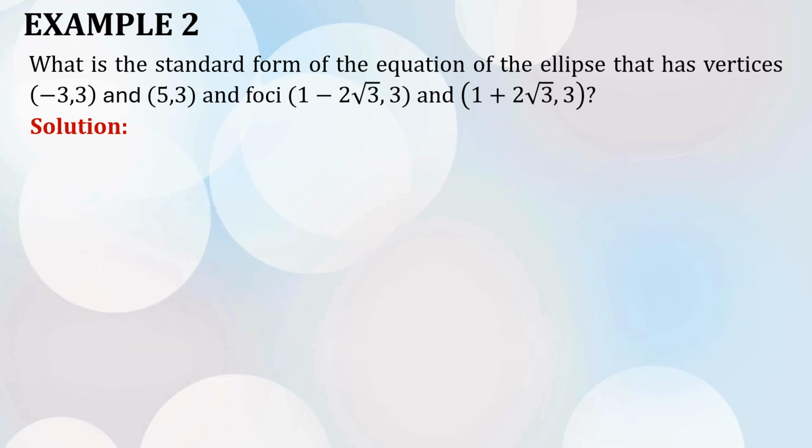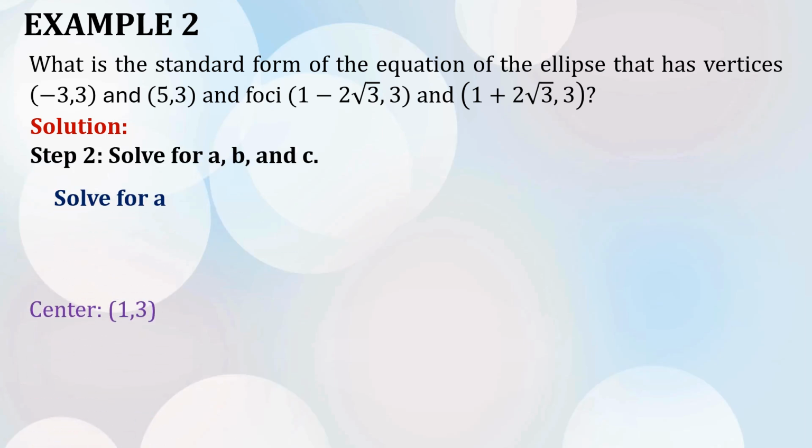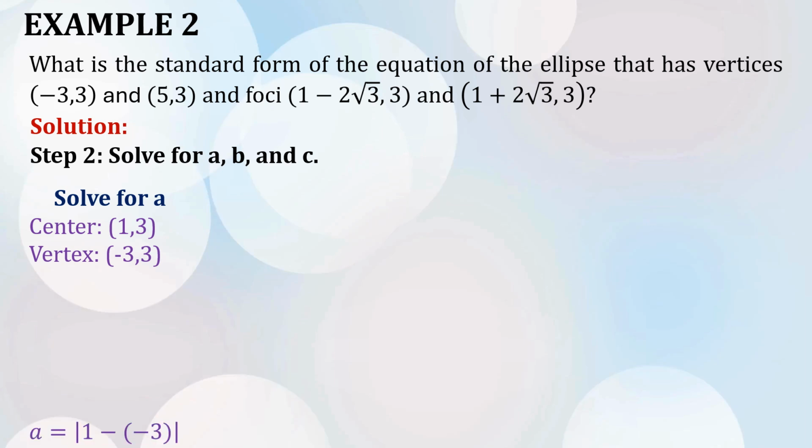After determining the coordinates of the center, we then solve for the values of a, b, and c. To solve for a, we use the center with coordinates (1, 3) and one of the vertices. So say we have the vertex (-3, 3), and we get the distance. Since our y coordinates are the same, we'll be getting the absolute value of the difference in our x coordinates. So the value of a is the absolute value of 1 minus -3, which gives us the absolute value of 4. Therefore, the value of a here is 4.